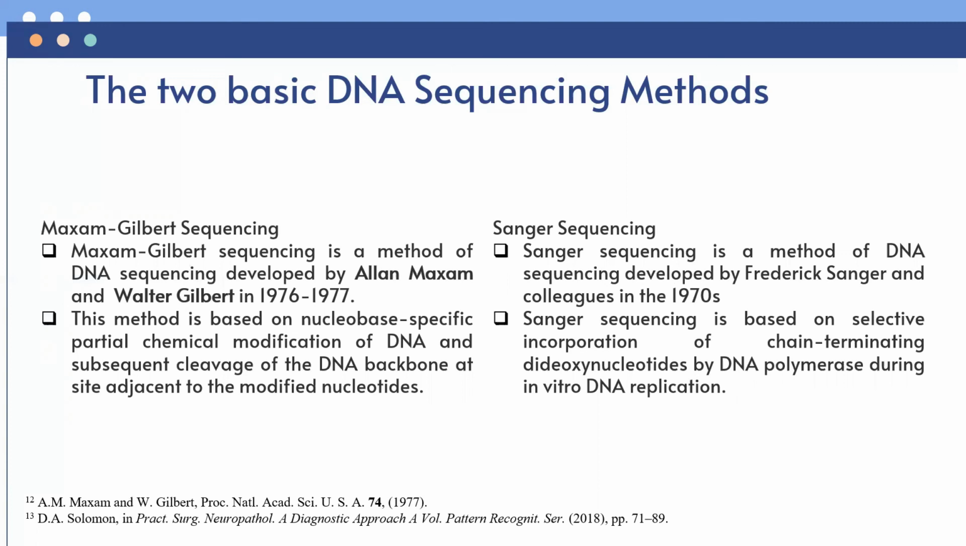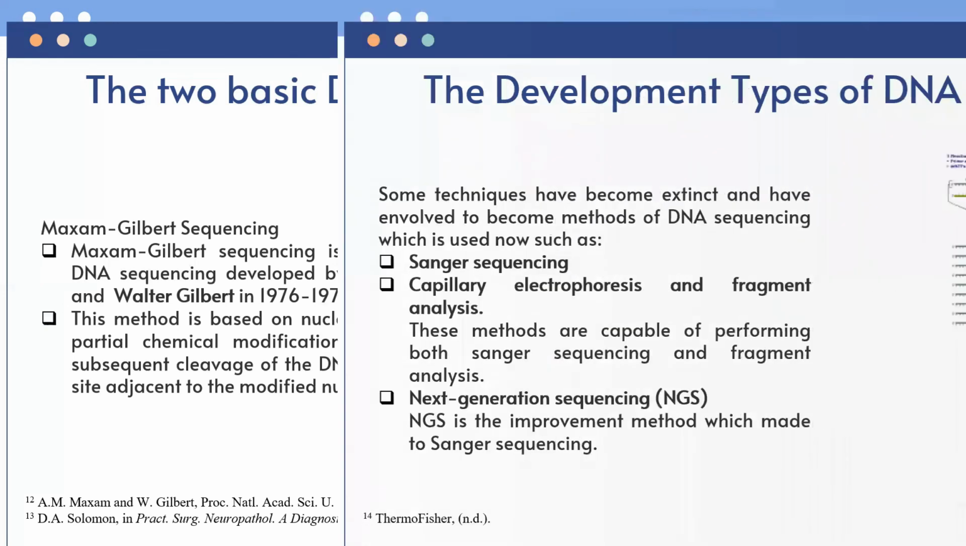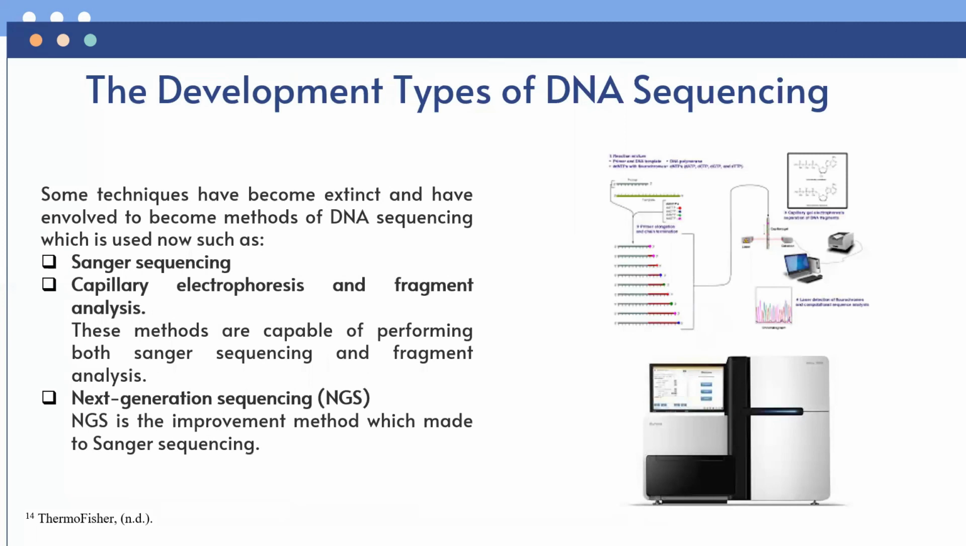Maxam-Gilbert sequencing uses a large amount of hazardous chemicals, including radioactive material and hydrazine. However, Sanger sequencing uses less hazardous chemicals. In the development of DNA sequencing methods, there are now three methods which are commonly used.